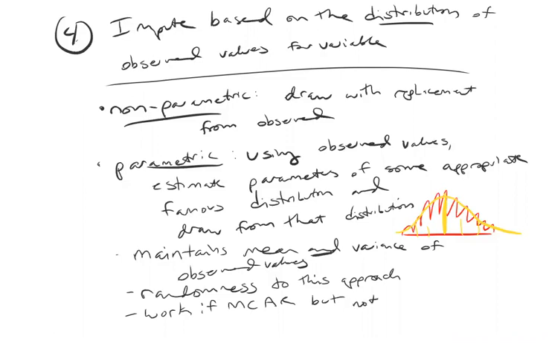Not so good if you have missing at random or missing not at random, because then you'll be filling in values such that the data looks like the observed distribution, which is a biased distribution if you are missing the data in a systematically biased way. Now remember, again, you don't know whether you have missing completely at random or missing at random or missing not at random, but this will generally work if it's missing completely at random.